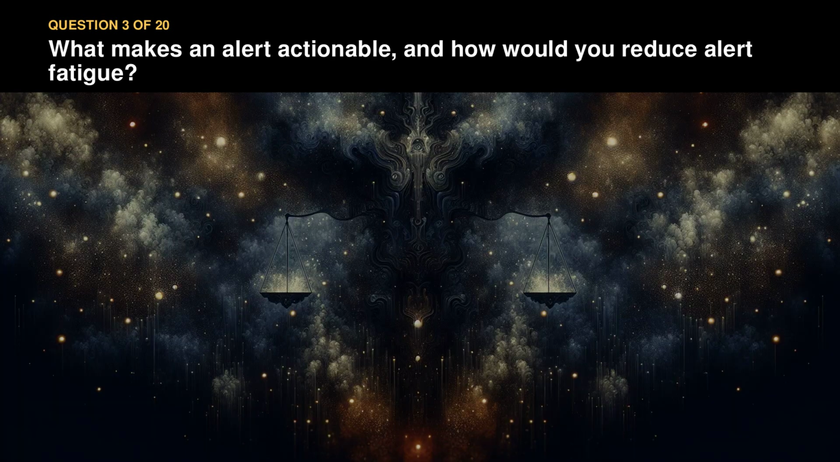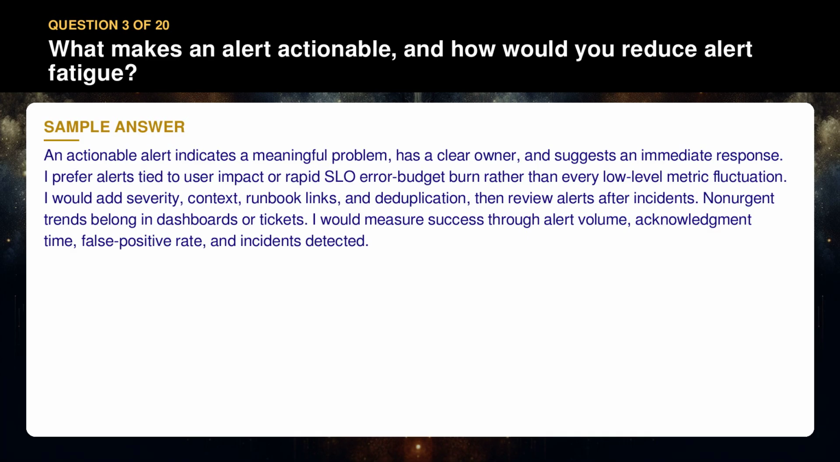Question 3. What makes an alert actionable, and how would you reduce alert fatigue? An actionable alert indicates a meaningful problem, has a clear owner, and suggests an immediate response. I prefer alerts tied to user impact or rapid slow error budget burn rather than every low-level metric fluctuation. I would add severity, context, runbook links, and deduplication, then review alerts after incidents. Non-urgent trends belong in dashboards or tickets.